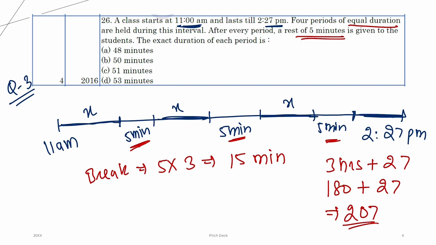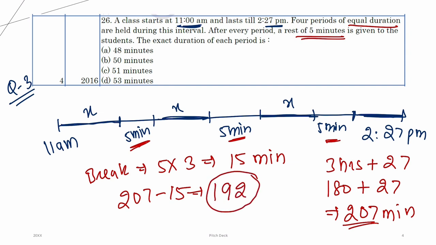11 a.m., 12, 1, and 2 p.m. So that means 3 hours and 27 minutes. Right? So 207 minutes in total was when school happened. So if you remove the break time, you will get 192, I guess. I hope I'm making the right calculation. 192 minutes is when the classes happened, right?